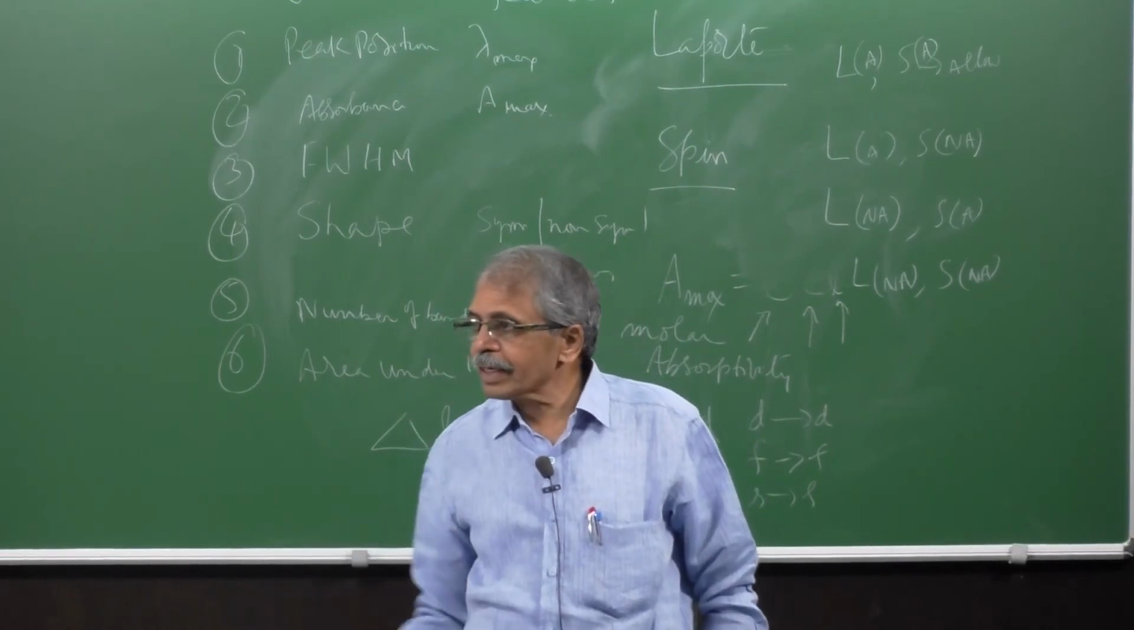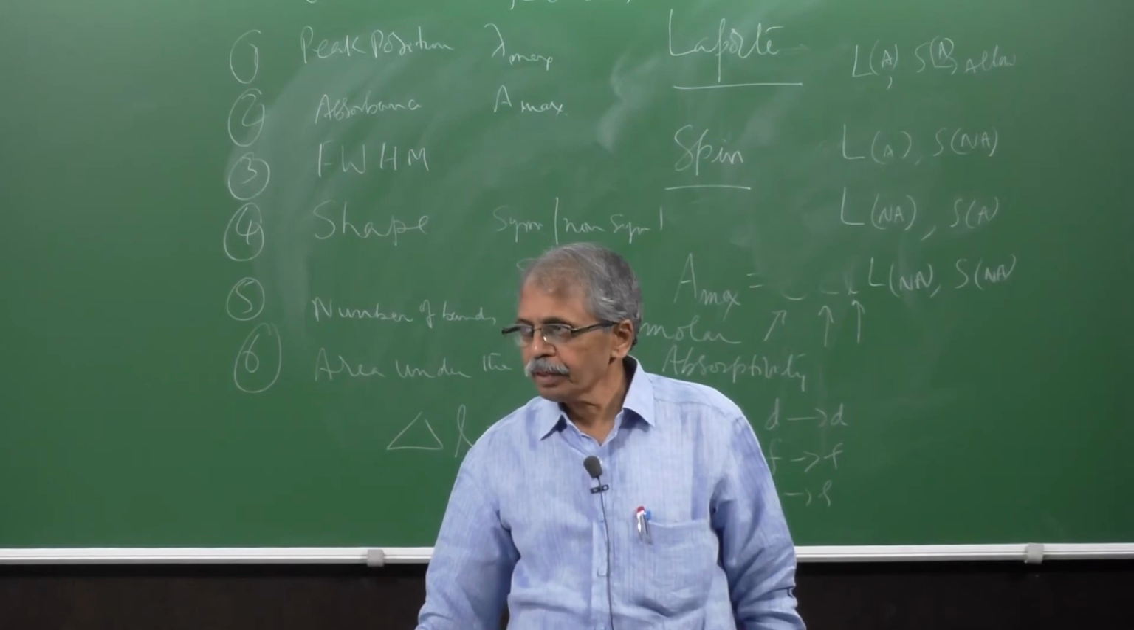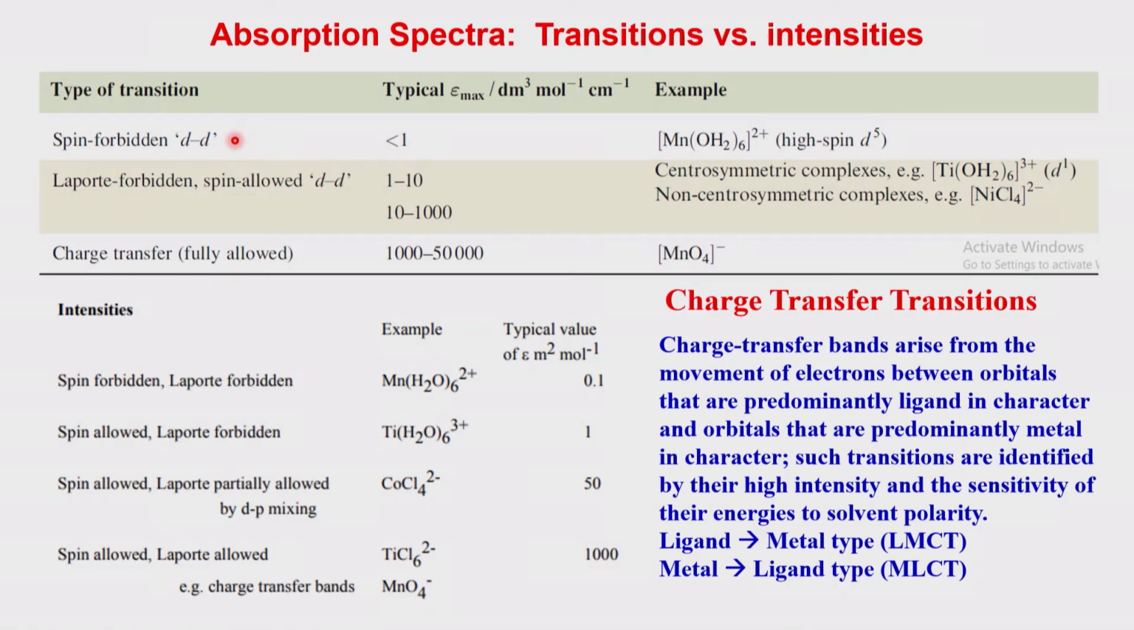So, how do we understand these? You can see if they are spin forbidden, and of course d-d already forbidden, then the intensities are much smaller than 1 in this particular unit, decimeter cubed mole inverse centimeter inverse. Okay, and if they are Laporte forbidden always, but spin allowed, then it will start gaining intensity.